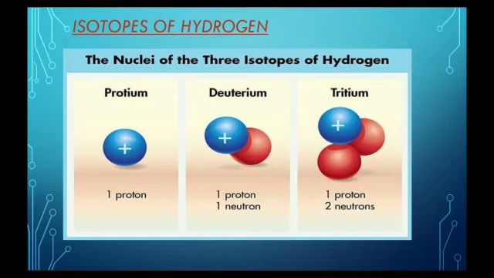In deuterium there is 1 proton, which means that the atomic number is 1 and there is 1 neutron, so the mass number will be 2. Then comes the tritium. In tritium there are two neutrons, so mass number will be 1 plus 2, 3, but atomic number is the same, that is 1, because of the presence of 1 proton in the nucleus.